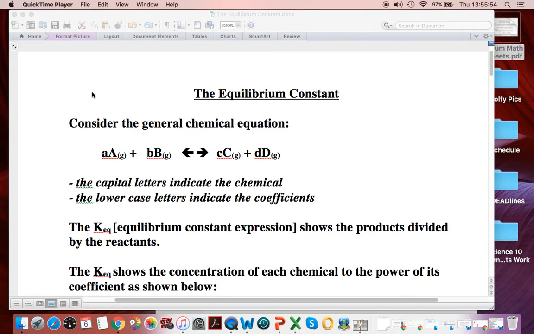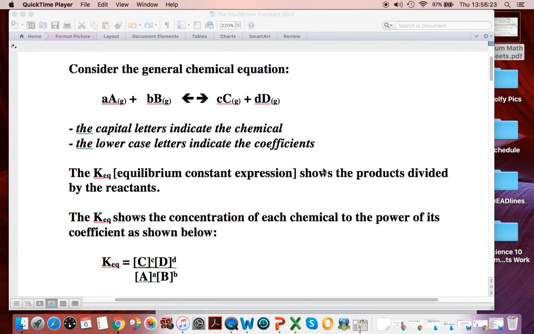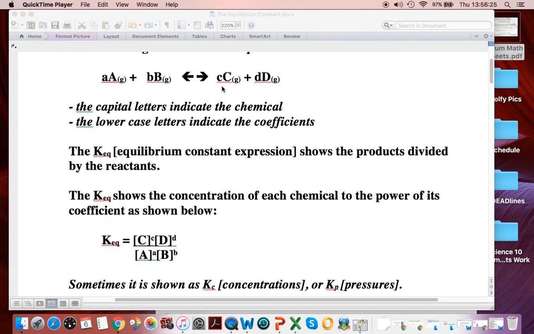Good day. Something you will use a lot in the wacky world of equilibrium math is the equilibrium constant. So if we have an equation where A, B, C, and D are chemicals, A and B are reactants, C and D are products, and the lowercase letters, the little a and b and little c and little d, are coefficients, we can take that and produce an equilibrium constant expression. And when we do that, it's always products over reactants.